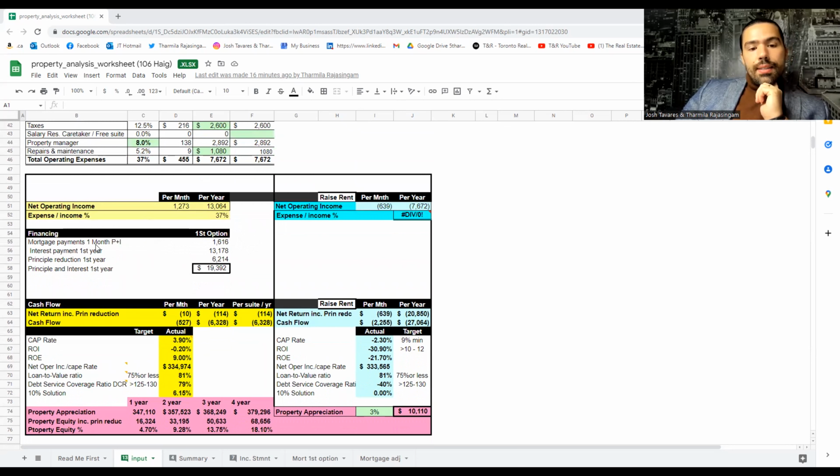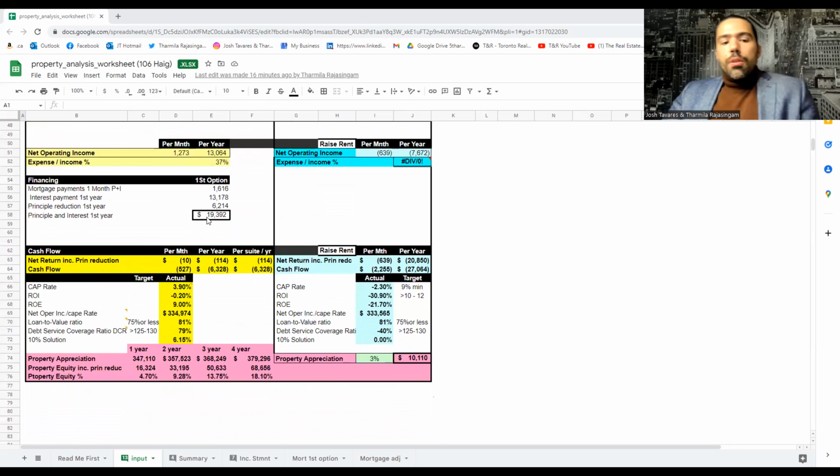Now, in terms of financing, our mortgage is about $1,616 a month. Interest paid for the first year is about $13,178 anyhow. And principal reduction for the first year, $6,214 combined. Principal and interest the first year, $19,000, almost $20,000 overall.